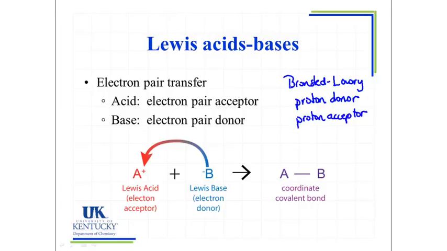So what we want to look at for an electron pair acceptor is some place for those electrons to go. In a base, for an electron pair donor, we need to have some lone pair, some unbonded pair of electrons that can actually donate those electrons. Once this transfer has occurred, we have a coordinate covalent bond.